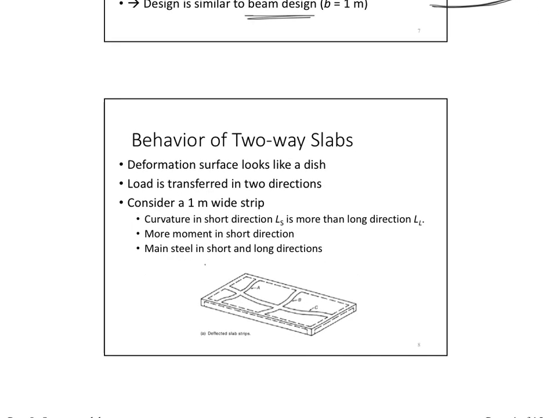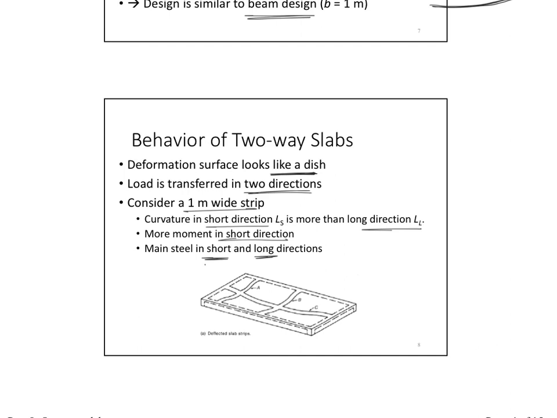Now going to the behavior of the two-way slab, it would be curved in both directions. So I have a deformation surface that looks like a dish, not like a cylinder. So it deforms in both directions. Load is transferred in two directions. Considering a 1 meter wide strip, curvature in the short direction is more than in the long direction, but I still have curvature. And then more moment in the short direction, main steel in both short and long direction. But most probably the short direction takes higher moments. Why? Because it is the stiffer direction.